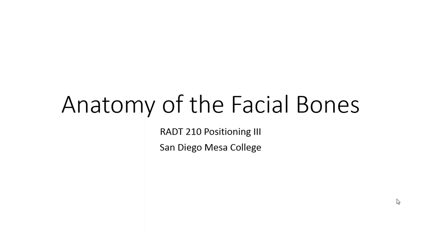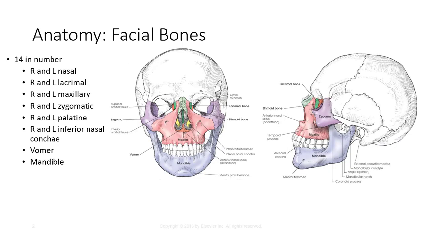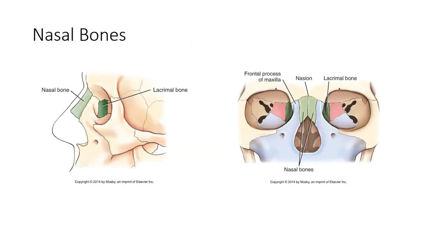In this lesson, we're going to review the anatomy of the facial bones before we talk about radiographic positioning. The human head has 14 facial bones: right and left nasal, right and left lacrimal, right and left maxillary, right and left zygomatic, right and left palatine, right and left inferior nasal conchae, a vomer, and a mandible.